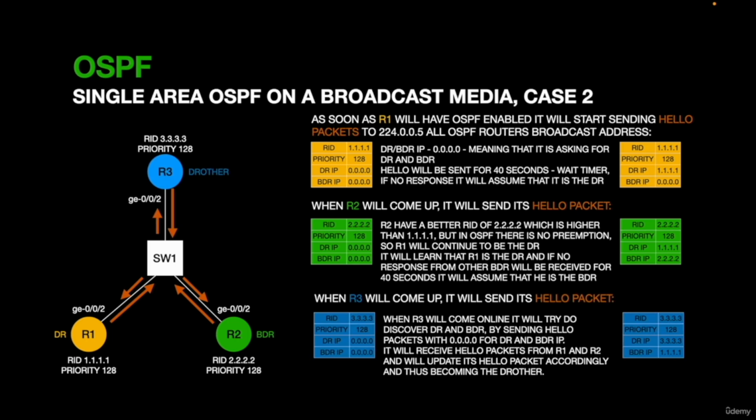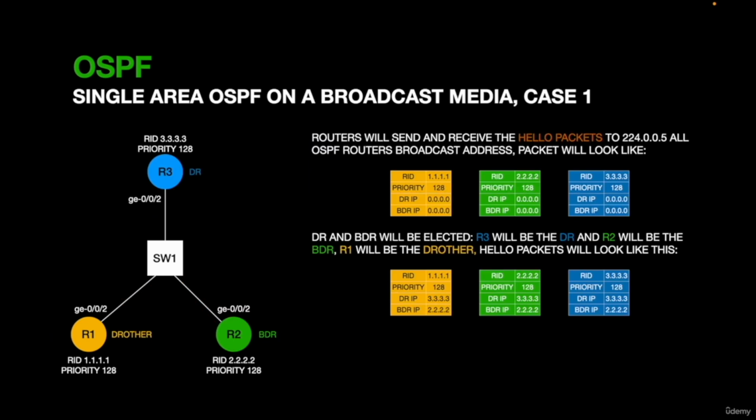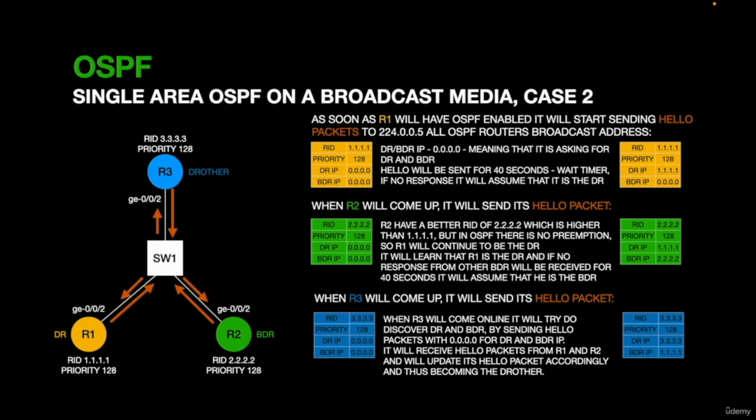So now R3 will come up and it will send its OSPF packet. R3 will try to discover the designated router and the backup designated router by sending hello packets with all zeros. It will receive hello packets from R1 and R2, and it will update its hello packet accordingly, thus becoming a DROTHER. Why did I show you this scenario here and after that this scenario here?